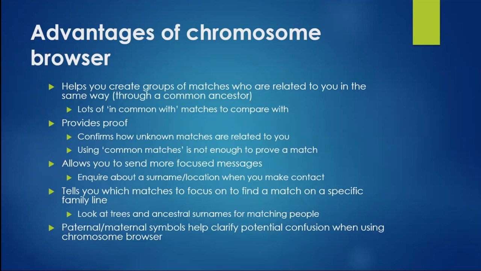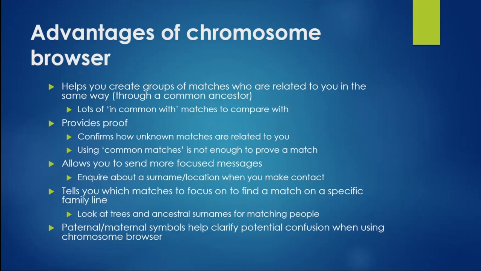A chromosome browser is giving you proof, because just using common matches isn't enough. All common matches is telling you is that people are appearing on that person's match list and on yours. It's not telling you that you all match at the same place. And that's the evidence that you need if you want to be sure that you're proving a match and aligning a particular piece of DNA to a particular ancestor.